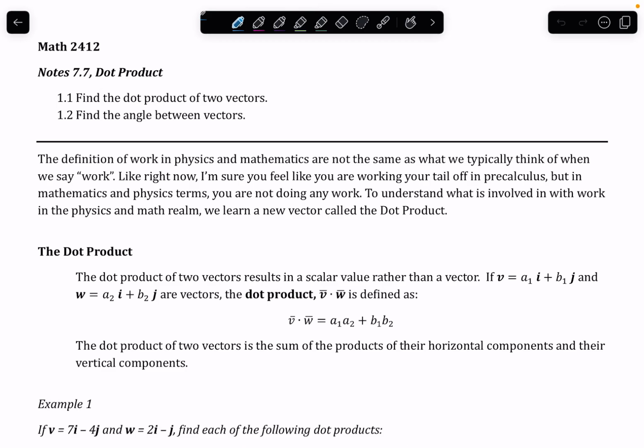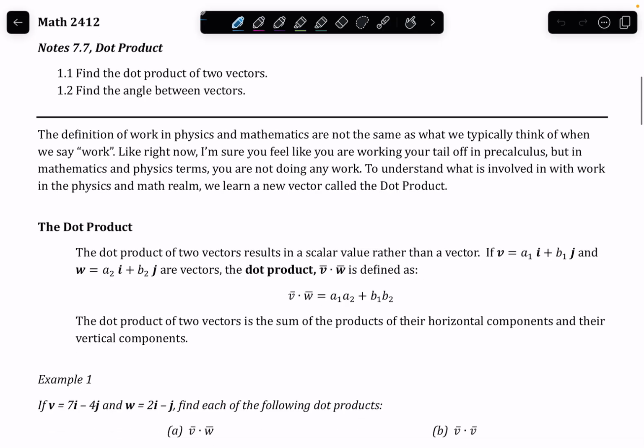All right, expanding on our knowledge of vectors. So we covered some stuff previously, so now we're going to go into the dot product. So the dot product, so again, we think multiply. It's kind of like the same idea as multiplication, but we call it the dot product between them. And it is the sum of the products of the horizontal and vertical components, or the i and j components.